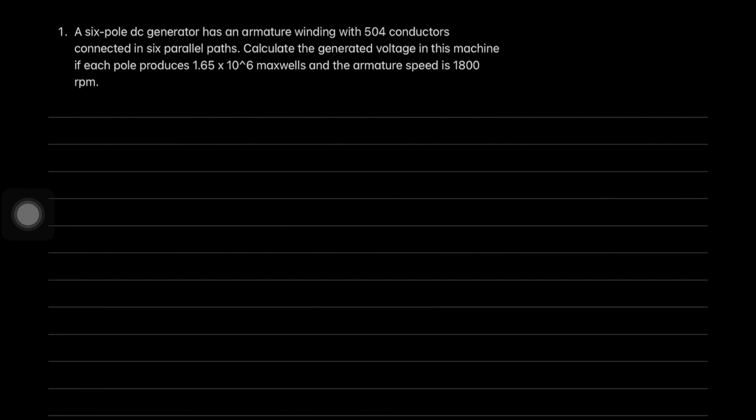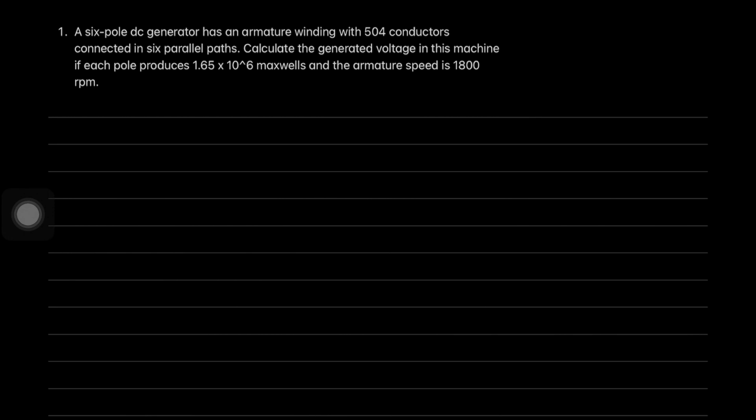Hello everyone. In this video, I'm going to show you how to solve problems concerning the principles of direct current generators and motors. Let's start with problem number 1. A 6-pole DC generator has an armature winding with 504 conductors connected in 6 parallel paths. Calculate the generated voltage in this machine if each pole produces 1.65 times 10 raised to 6 Maxwells and the armature speed is 1,800 revolutions per minute.